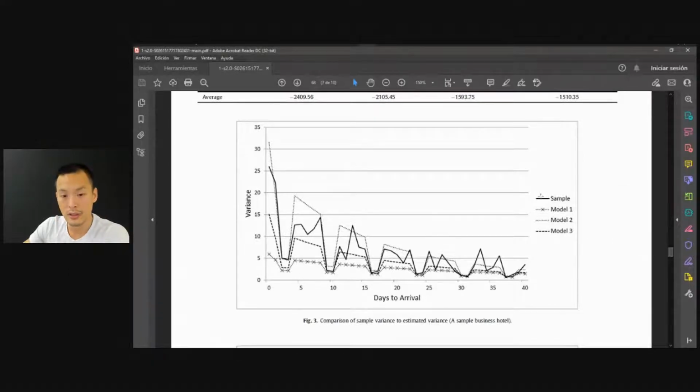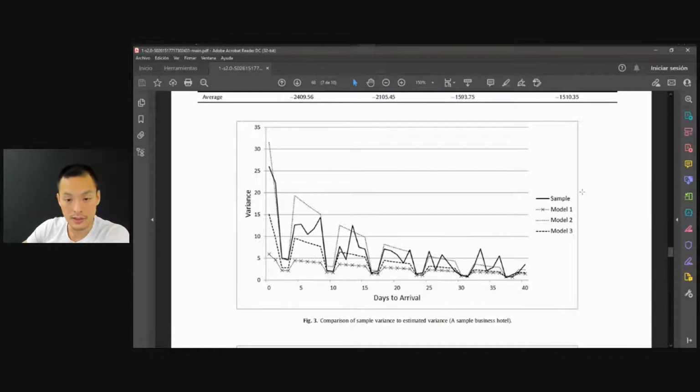In this plot, you see the words sample, model number 1, model number 2, and model number 3. Remember, just from inspectional reading, from reading the title, introduction, and whatnot, we know that models 2 and 3 are supposed to be better, because they're the improved versions of model number 1.